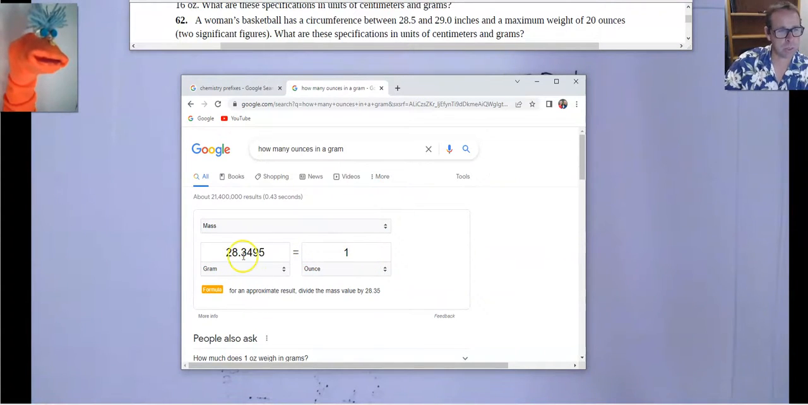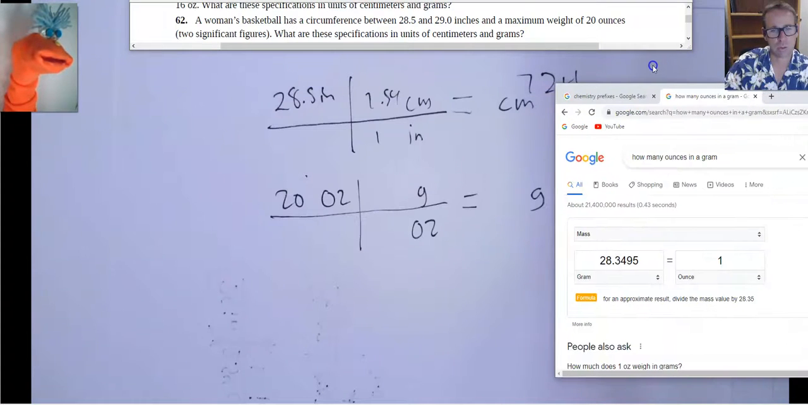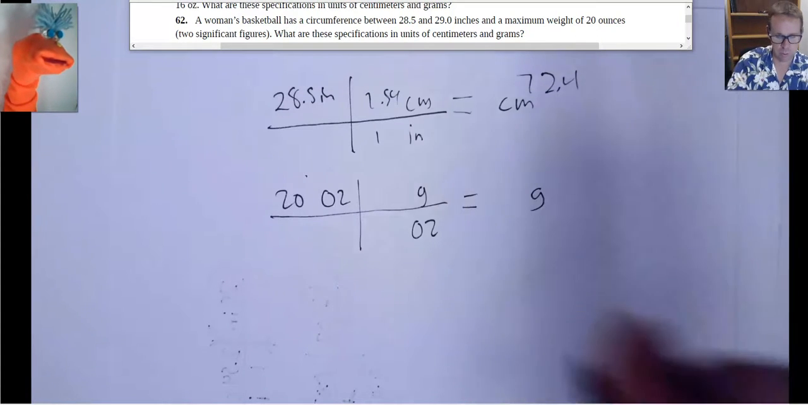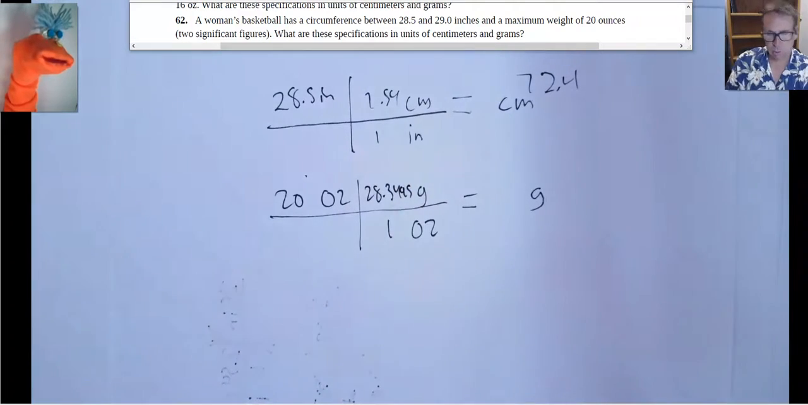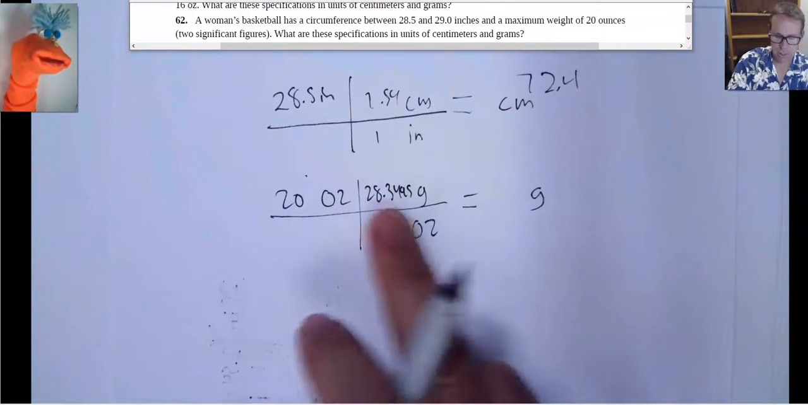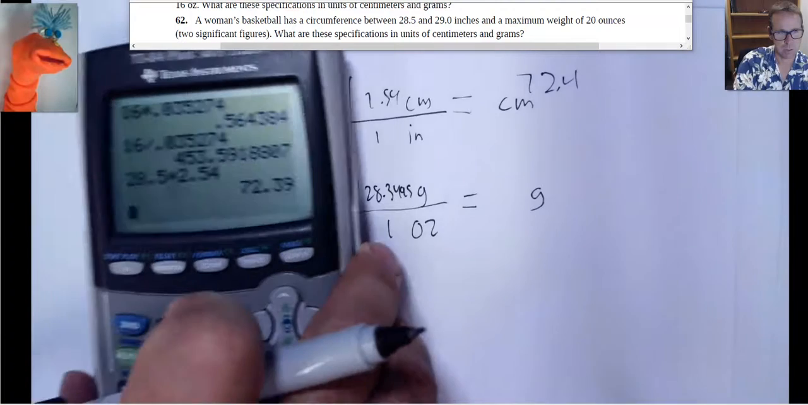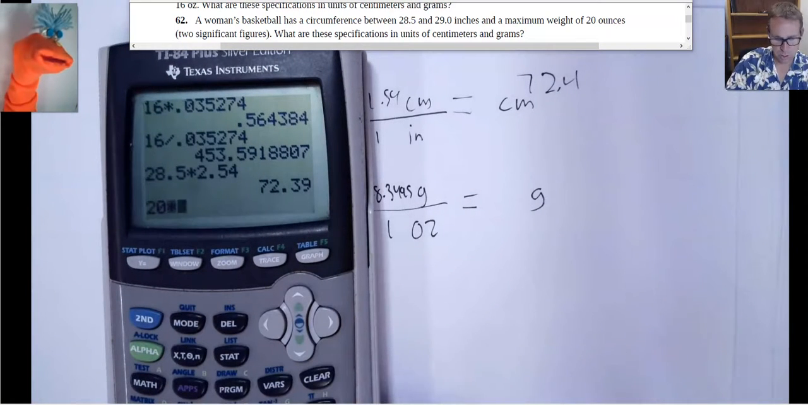Okay, here we go. Let's change this to 1 this time. And it says it's 28.3495 grams. So 28.3495, that's how many grams there are for every ounce. So 20 times that will get us the grams that we're after. So 20 times 28.3495.